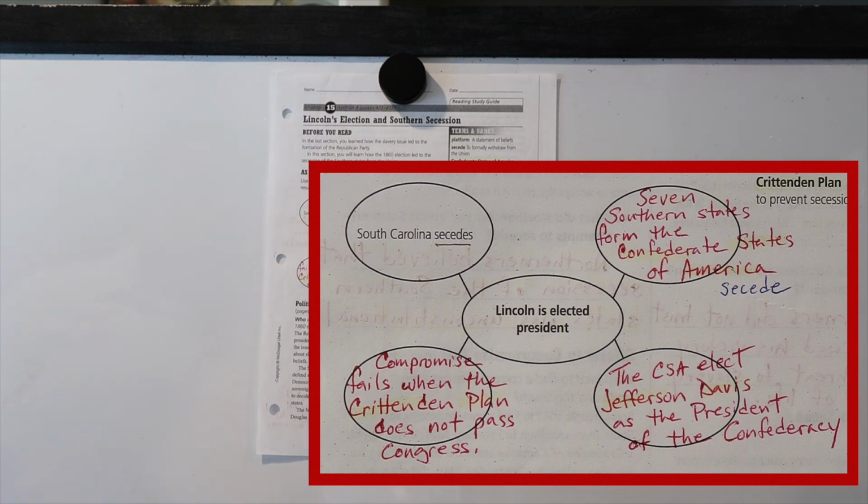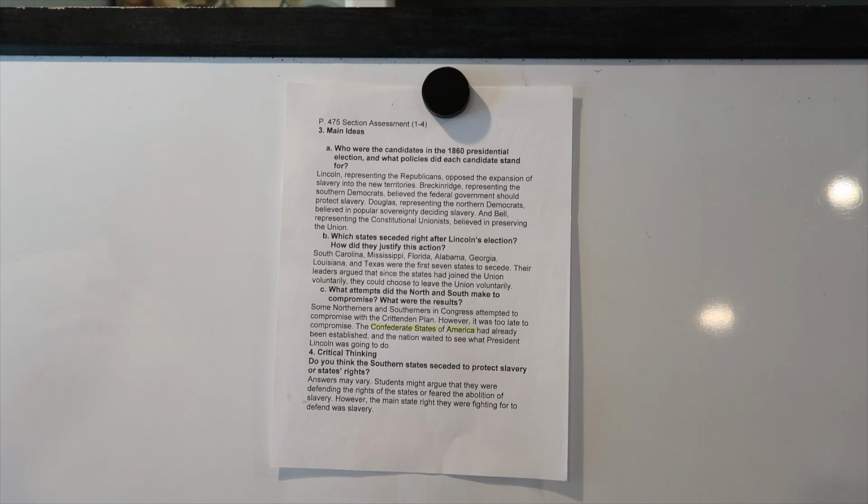So once again, pause the video. Make sure you have this bubble map on your section assessment when you snap a picture of it and turn it in, or if you're doing it on Google Docs. Most of you do a wonderful job of including this, so you can get full credit A for this assignment. And then here are the main idea questions.